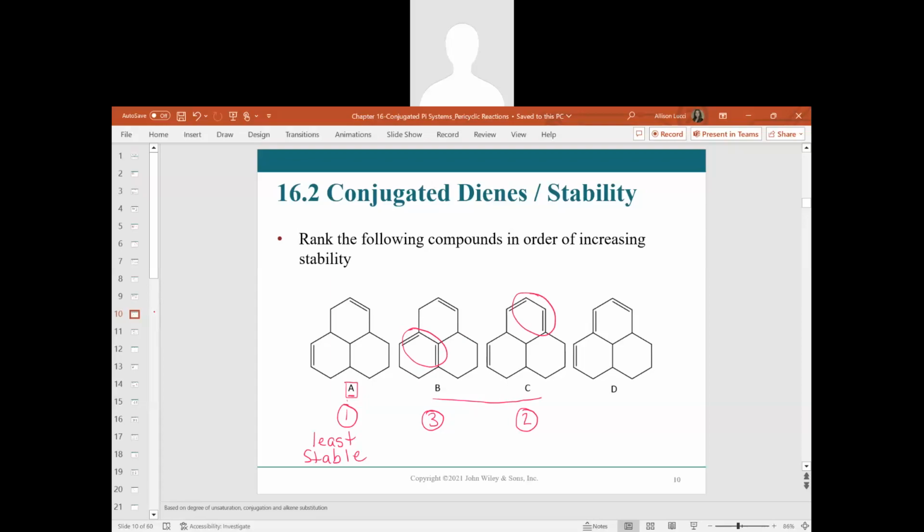So these are pretty similar, but let's take a look at D, which will be our most stable compound. And again, we have a conjugated pi system here, and then we have another conjugated pi system here. So that is why we can determine D to be our most stable. So we would rank these 1, 2, 3, 4 in this order.